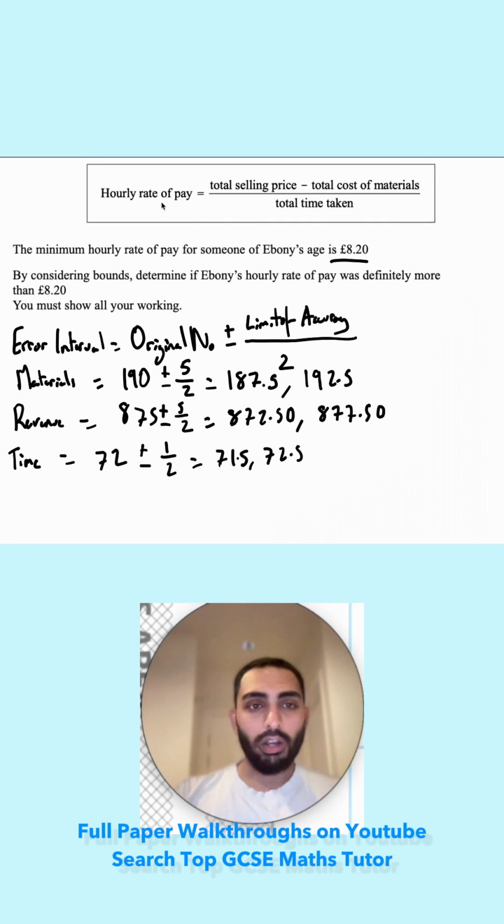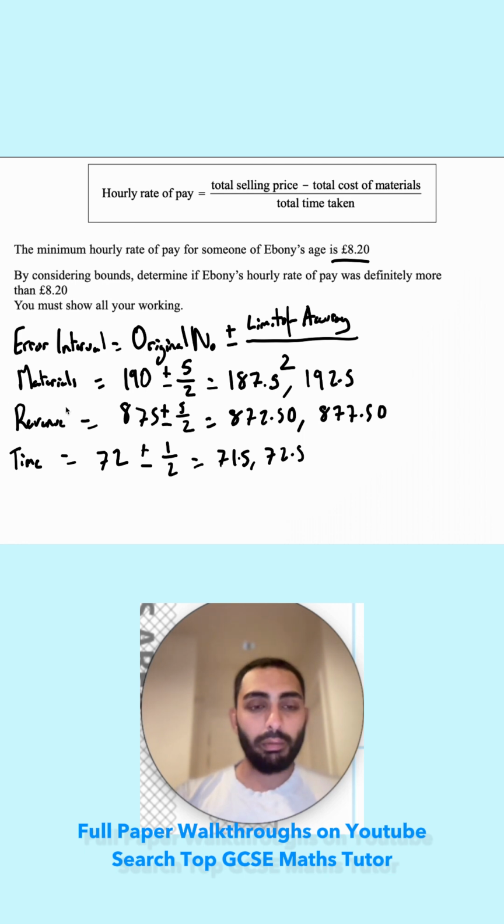Show all your working. This is just asking us what's the minimum amount of money that we would get if this is the amount of work that we're doing. So we're trying to minimize this. So if we've got something that's being divided by something else, how would we make this the smallest number possible? On the top, would we want a large number or a small number? We're going to want a very small number on the top, and on the bottom, we're going to need to use a very large number because we want to divide it into as many pieces as possible.